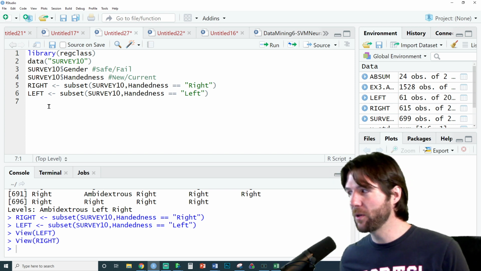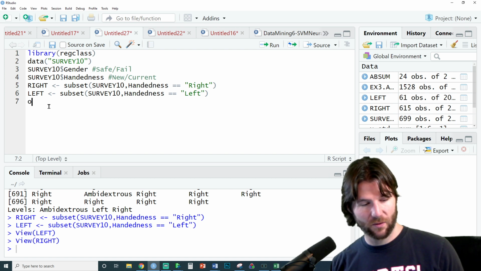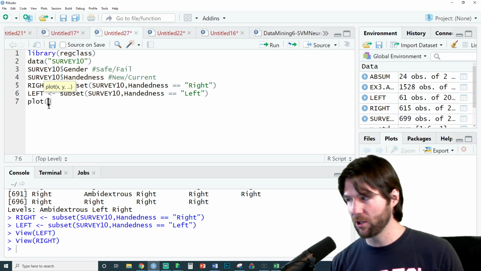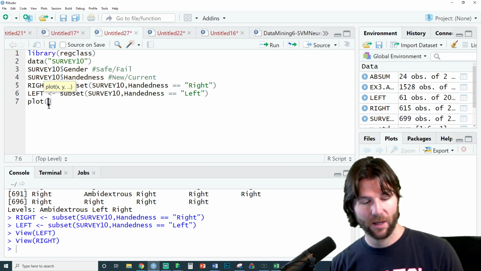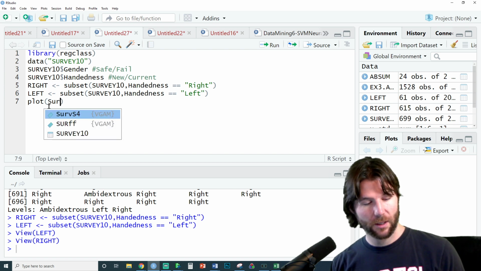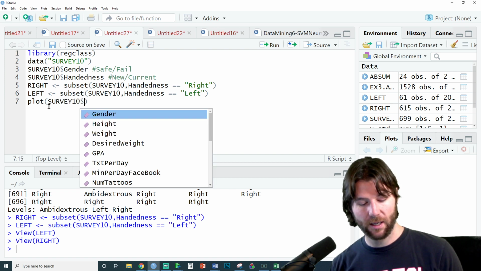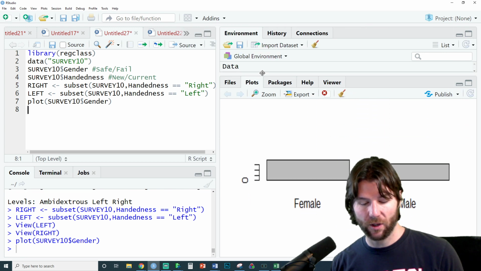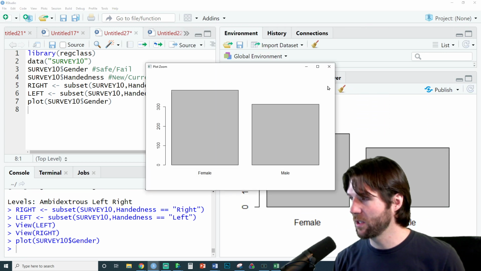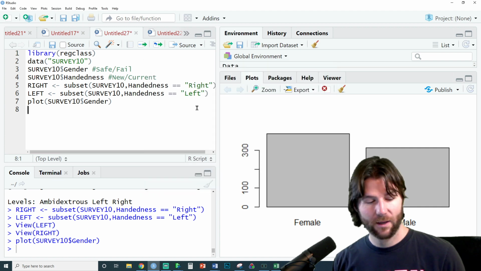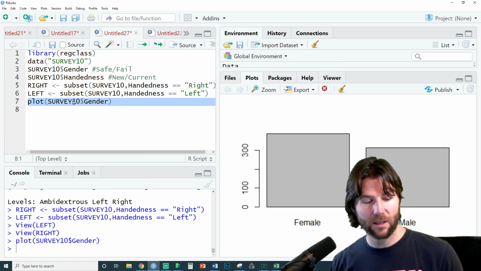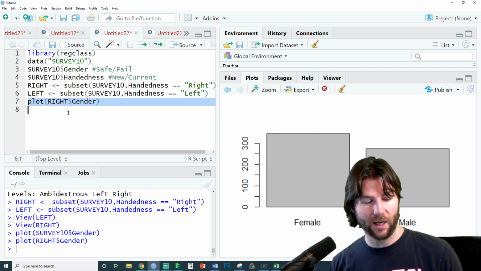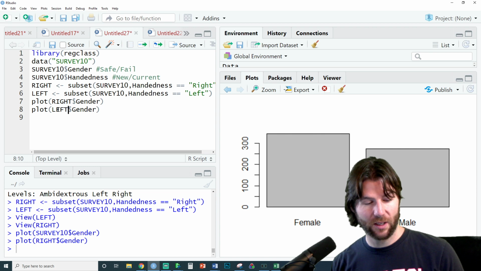You can make bar charts for this. It's really cool because you can just go here to plot. It should just make a bar chart, or you can use ggplot because ggplot's awesome. We can just go here to plot, go to survey 10, $, and we're plotting gender right here. And so there is a distribution, a very simple distribution. We could add the counts to it and stuff. Oh, we did survey 10. We want to go to right, I want to go to our subsets. So there's the right-handed subset, and there's the left-handed subset.